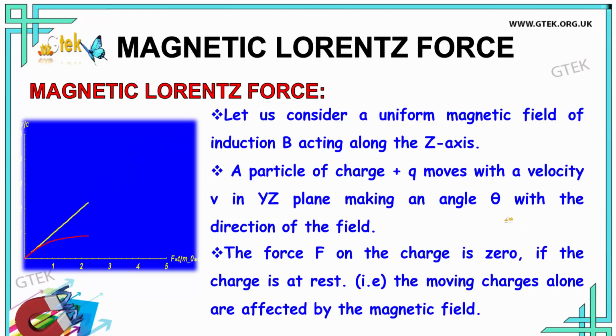Let us consider a uniform magnetic field of induction B acting along the Z axis. A particle of charge plus Q moves with a velocity V in the YZ plane, making an angle theta with the direction of the field. You could see the picture on the left side denoting the graphical structure. The force F on the charge is zero if the charge is at rest, that is, only the moving charges are affected by the magnetic field.